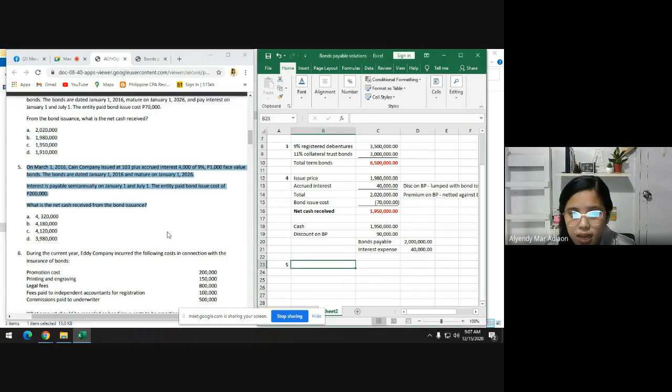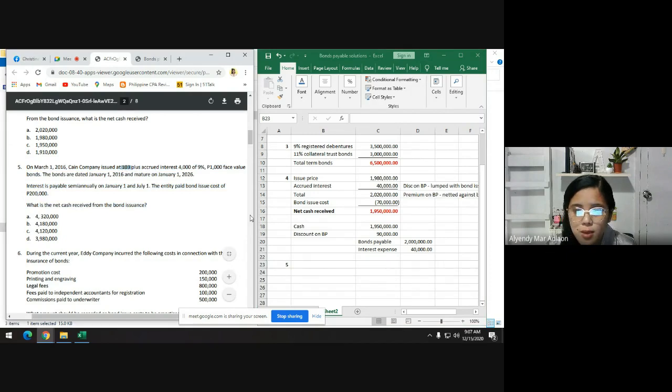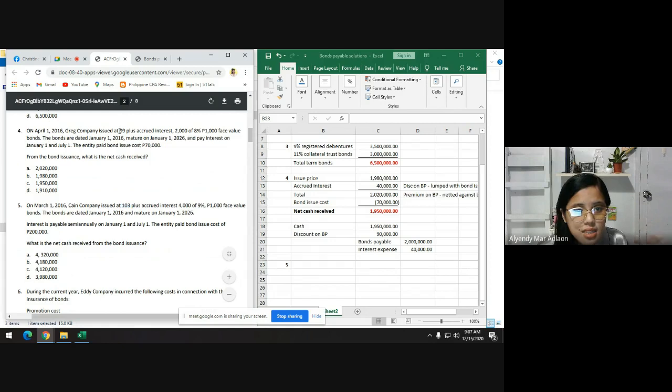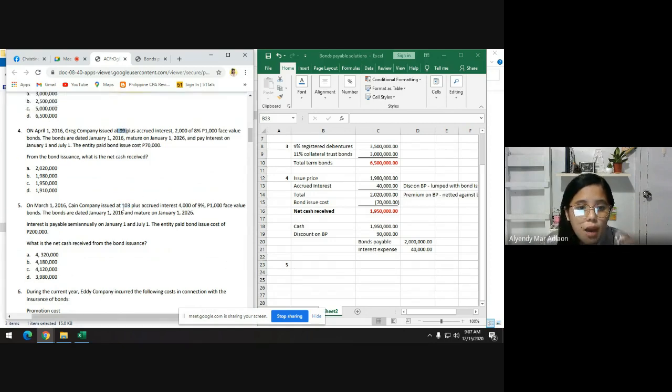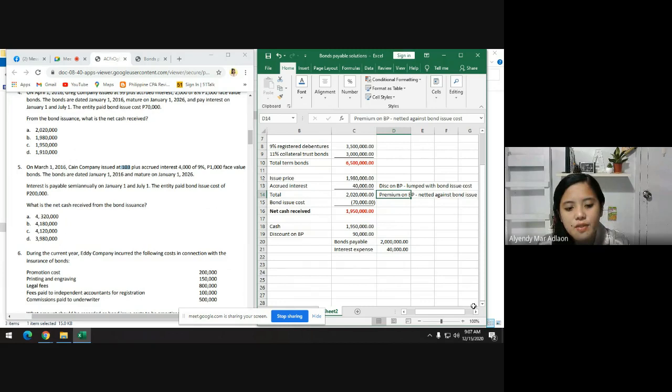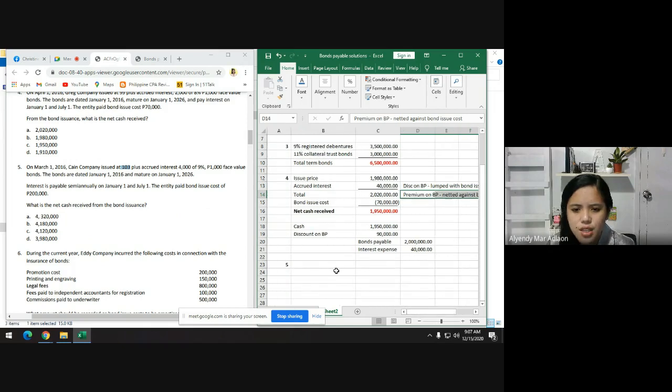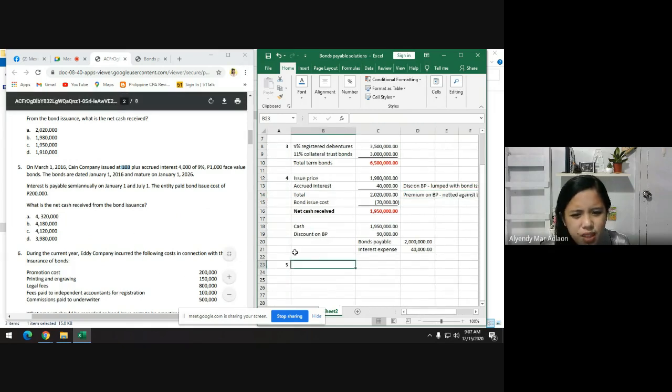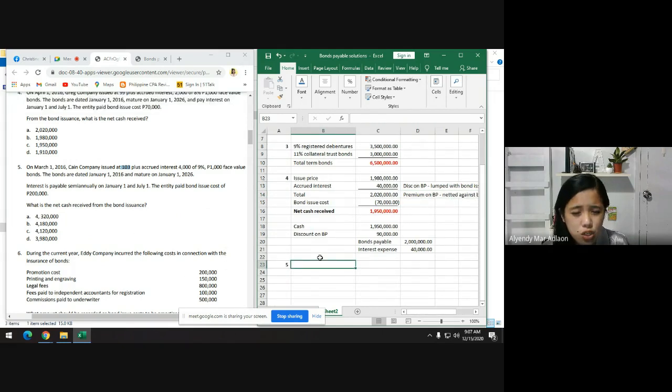So class, kani siya at 103 naman. So would that be discount or premium? Previously, discount kay below face value kay 99%. Karon, above face value naman 103%. So that would be a premium. Take note of the rule: if that is a premium, then the bond issue cost shall be netted against the premium.